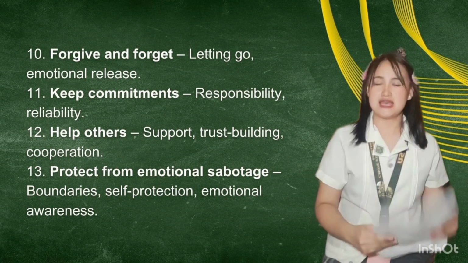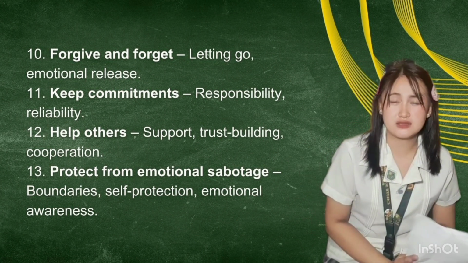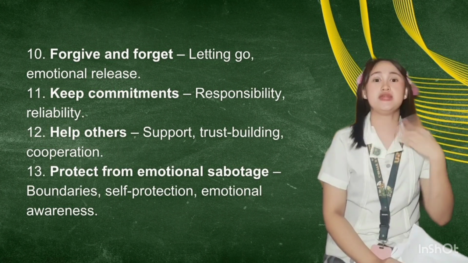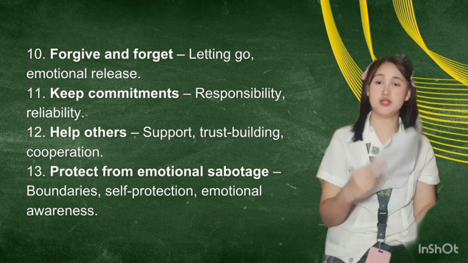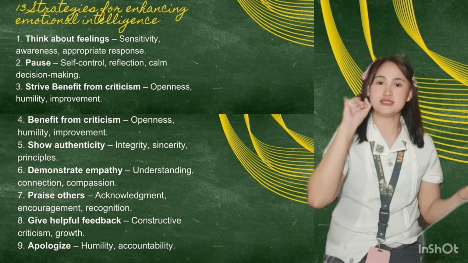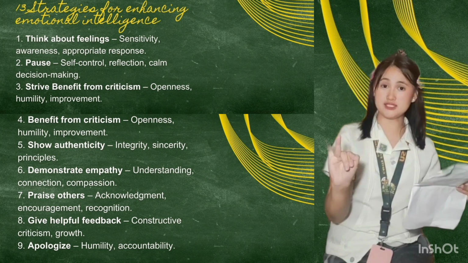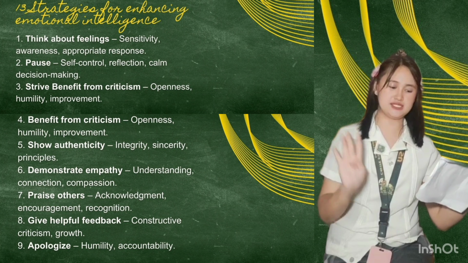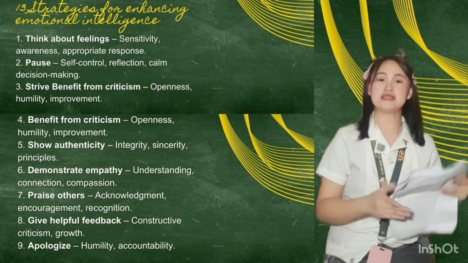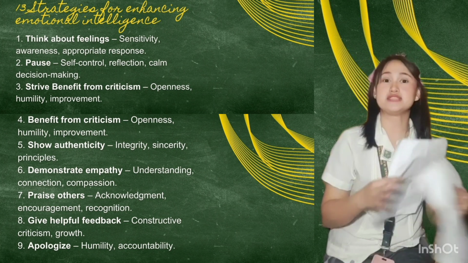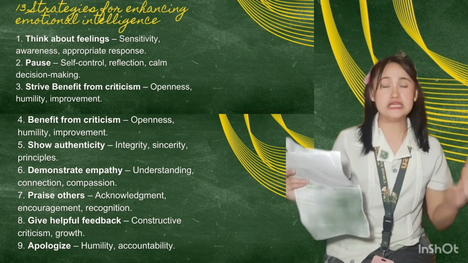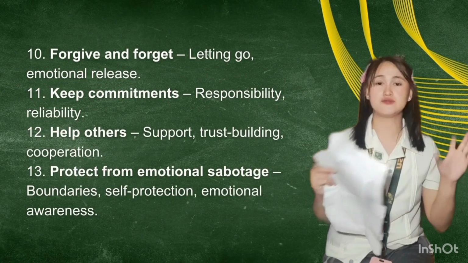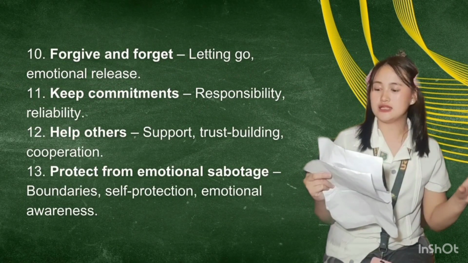So these are the 13 strategies on how we can enhance our emotional intelligence. So let's recall from number 1. Think about feelings, pause, strive to control one's thought, benefit from criticism, show authenticity, demonstrate empathy. 7. Praise others. 8. Give helpful feedback. 9. Apologize. 10. Forgive and forget. 11.